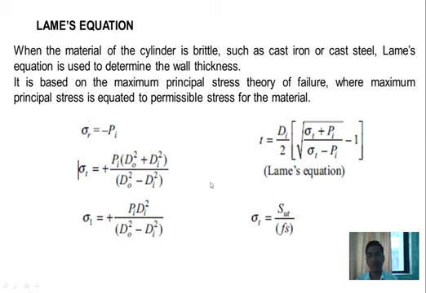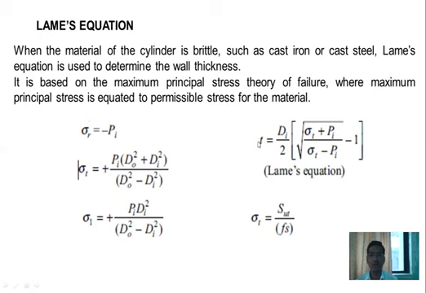Then by Lame's equation, the thickness of the cylinder is equal to Di by 2 into the bracket, square root of (sigma t plus pi) upon (sigma t minus pi), minus 1.